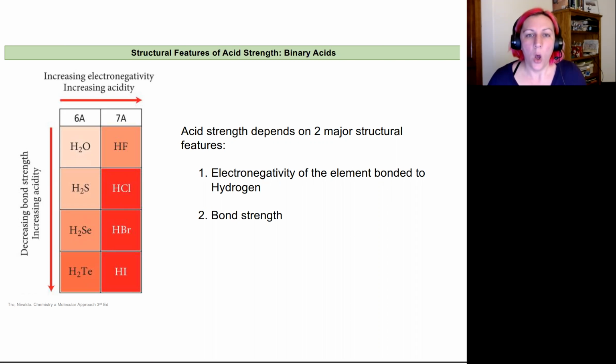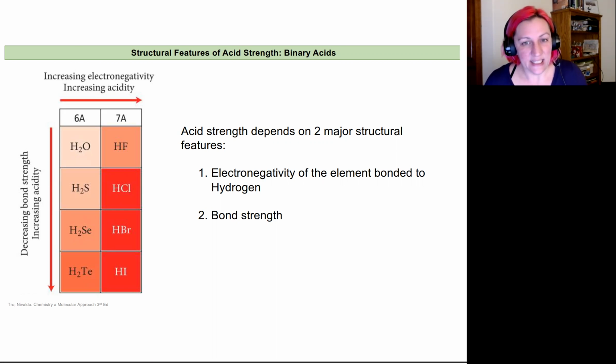As we start to look at binary acids, which is going to be a hydrogen and then another atom, it's not necessarily connected to an oxygen except for water. And so in all these cases, we have some right here. It's a hydrogen with another element, and it's either with a halogen or it's with something in group 6.